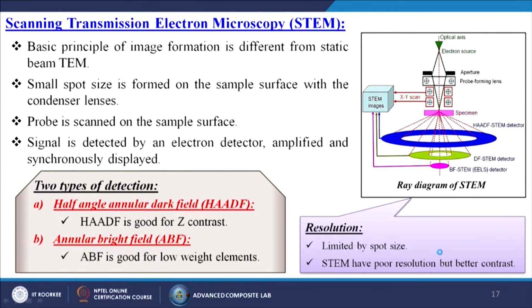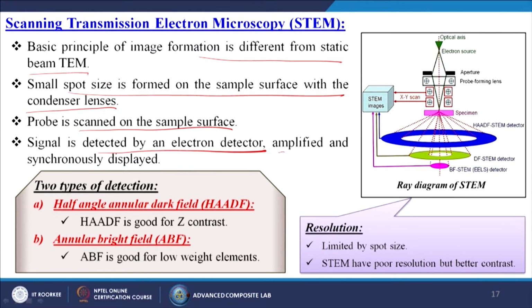Next, scanning transmission electron microscopy, which is known as STEM. The basic principle of image formation is different from static beam TEM. A small spot size is formed on the sample surface with the condenser lenses. The probe is scanned on the sample surface. The signal is detected by an electron detector, amplified and synchronously displayed.